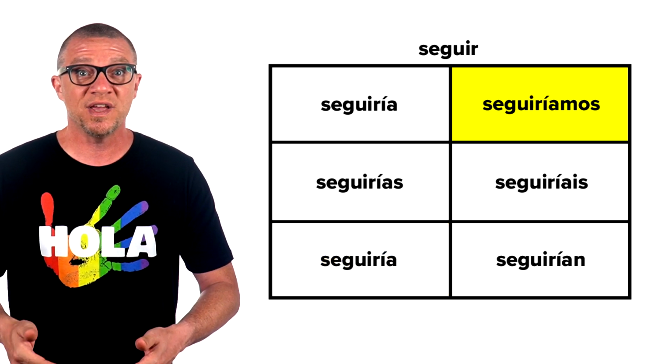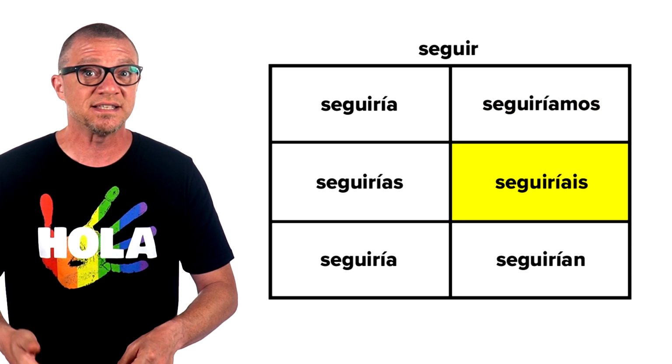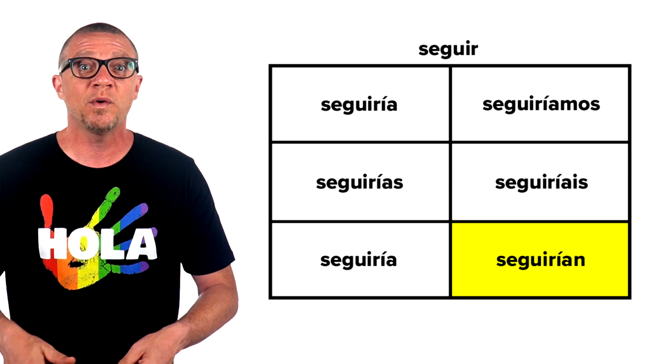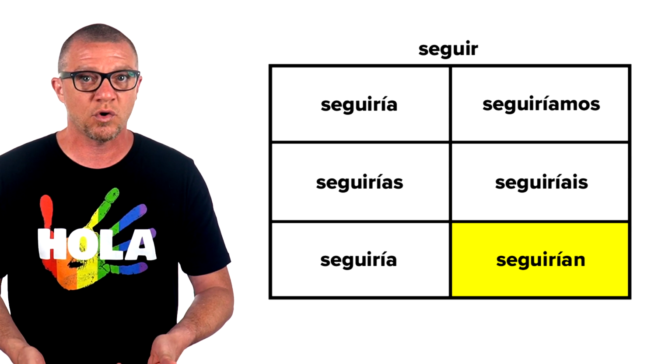We would follow is seguiríamos. You would follow, plural only in Spain, is seguiríais. And they would follow is seguirían. That's also you would follow, plural in the ustedes form. Pretty easy, right? And in the conditional tense, even the 3 enemigos are regular.